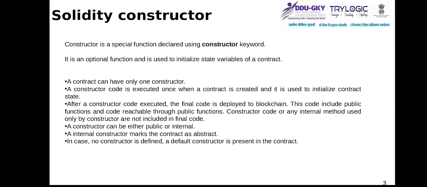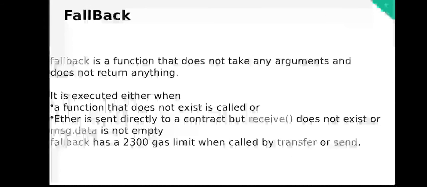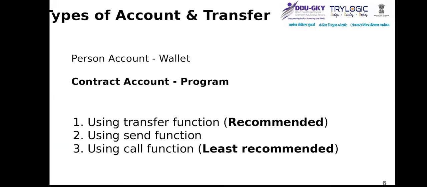Further today, the constructor: how do we create the constructor, and how do we work on it? We will cover this. Then we have inheritance, abstract, interface, overloading, overriding. These concepts we will also cover today. Then the fallback function is there. Then different types of accounts are there: person to person, contract account. We will cover that.